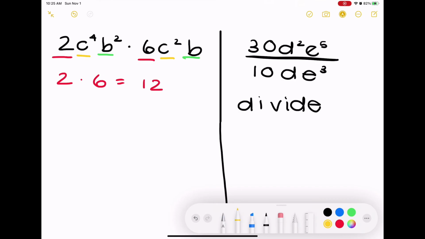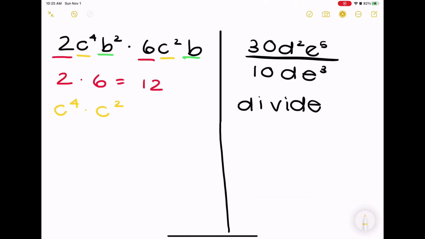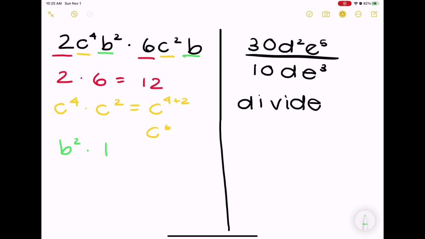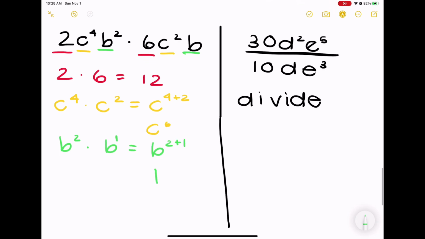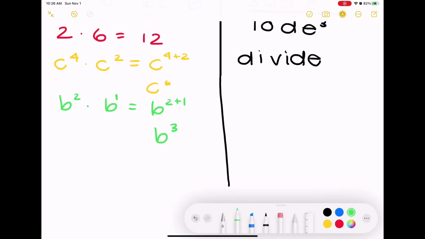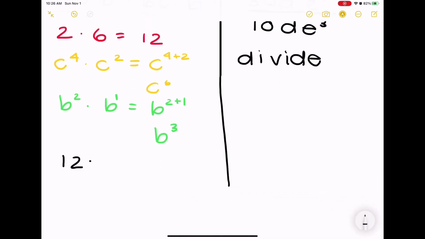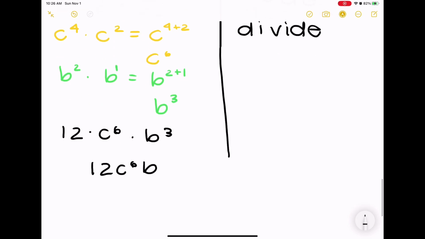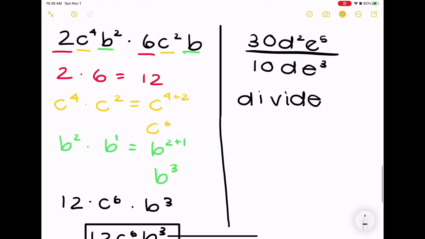2 times 6 is equal to 12. c to the 4th times c squared, well, we know it's going to be c to the 4th plus 2, because when we multiply, we add the exponents, so we'll get c to the 6th, and same if we do it to b, we get b cubed. So we'll get 12 times c to the 6th times b cubed, which we can write without the multiplication signs. And now let's go ahead and do the other one.